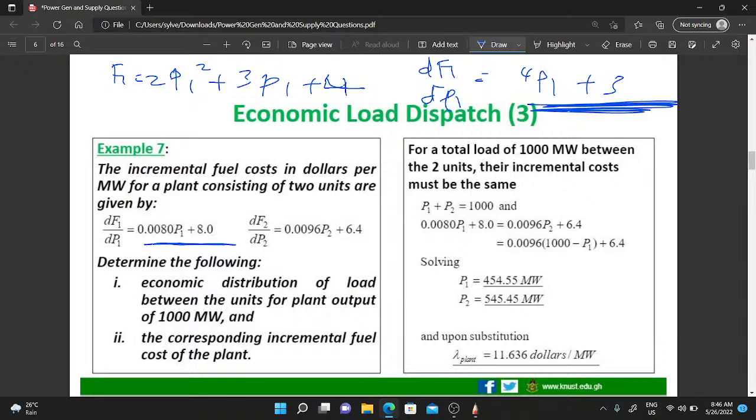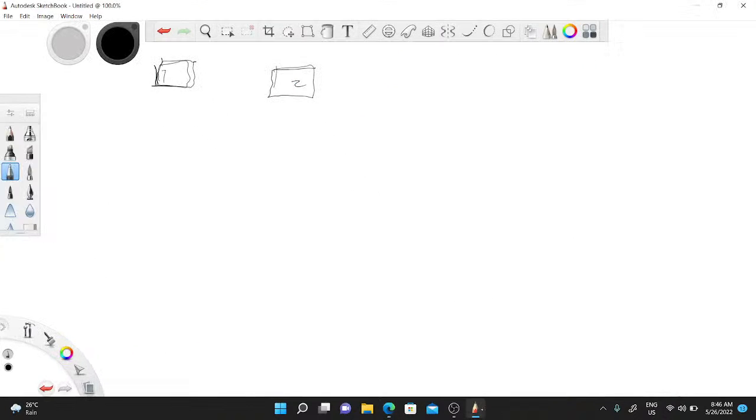So this is what we'll use in our solution if they don't give us the incremental fuel cost straightforwardly. Okay, so let's see. We have our incremental fuel cost for the first unit, and we have it for the second unit here. Now from the Lagrange multiplier connections, we know that df1 over dp1 must be equal to df2 over dp2, must be equal to df3, which is equal to a certain constant here, the incremental fuel cost lambda.